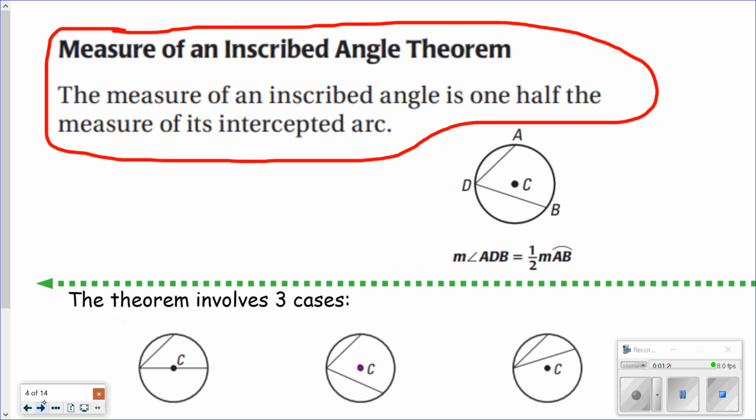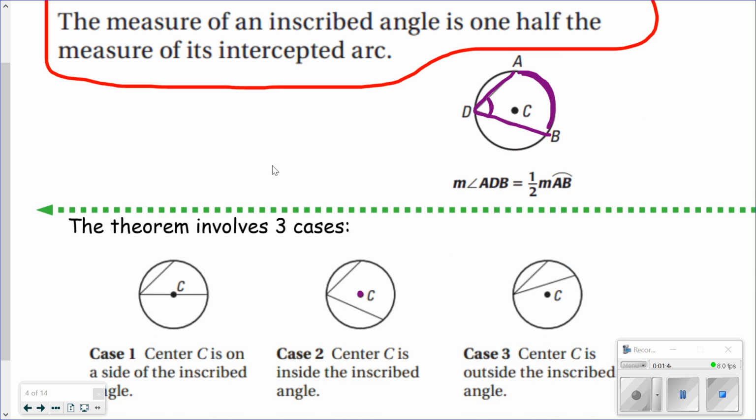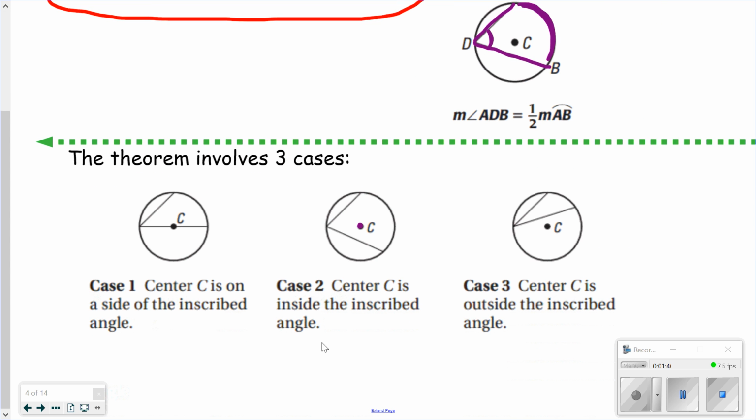Measure of an inscribed angle theorem. The measure of an inscribed angle is 1/2 the measure of the intercepted arc. So here's my inscribed angle, angle ADB. Here's my arc here, and we know whatever measure that arc is, this inscribed angle is going to be half the measure. Now there are 3 cases for this theorem.